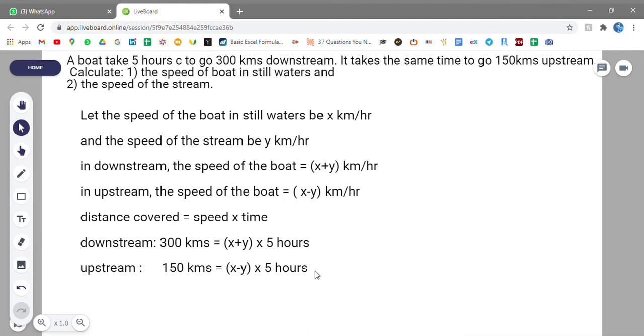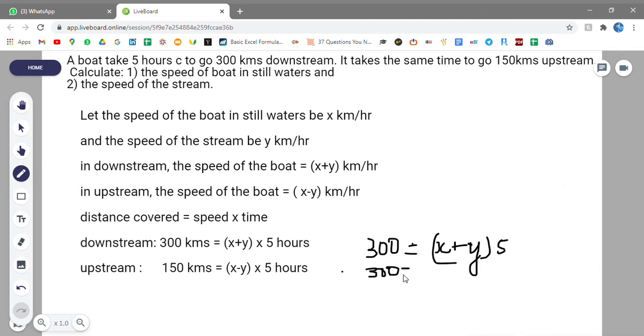Now let us simplify these two equations. 300 kilometers is equal to x plus y into 5. 150 kilometers is equal to x minus y into 5. Here, can we write this as 300 is equal to x plus y into 5, which is nothing but 300 is equal to 5 into x is 5x and 5 into y is 5y.